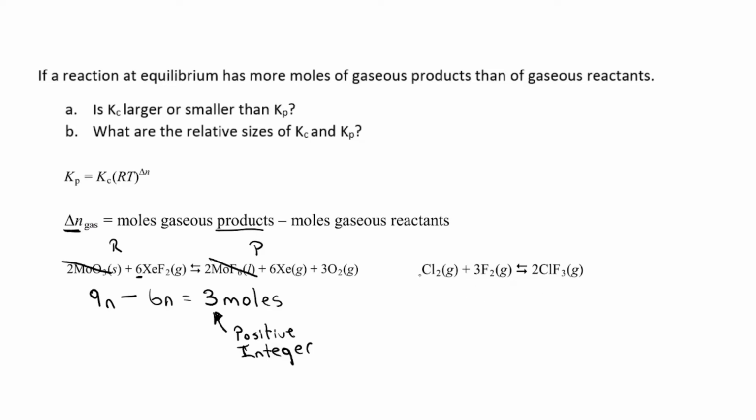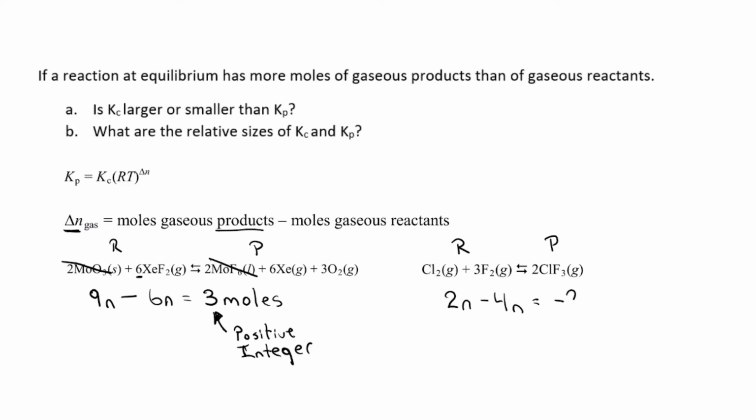Okay, so we're looking for the reactants and the products. And we have gas, gas, and gas, so these are all going to work. On the reactant side, we have 4. On the product side, we have 2. It always starts with the product side. So we have 2 moles, and then on the reactant side, we have 4. So that is going to be 2 minus 4.